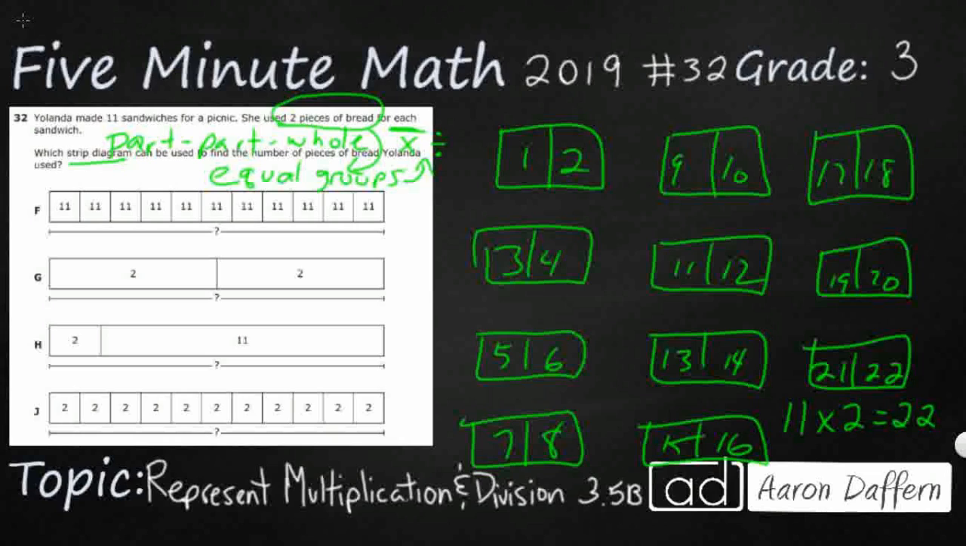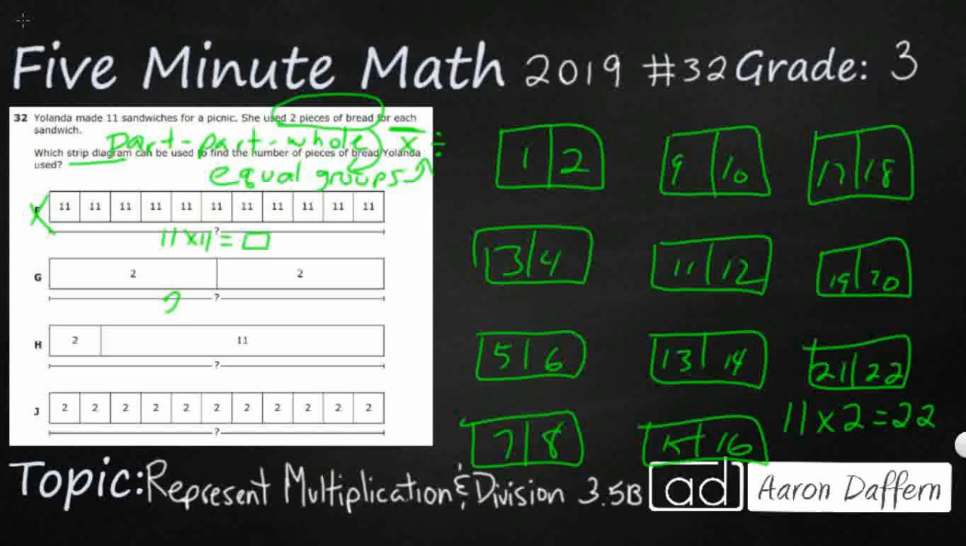So let's take a look at our answer selections, F, G, H, and J. F has got 1, 2, 3, 4, 5, 6, 7, 8, 9, 10, 11. F has got 11 groups of 11. Take a look at that. 11 groups of 11, and that equals your unknown. 11 times 11 is 121. That is way too big. The 11 groups works, but you're not going to have 11 groups of 11. That means you have 11 slices of bread for each sandwich.